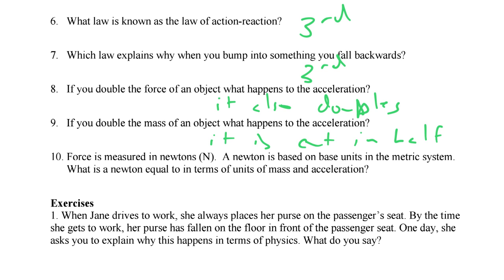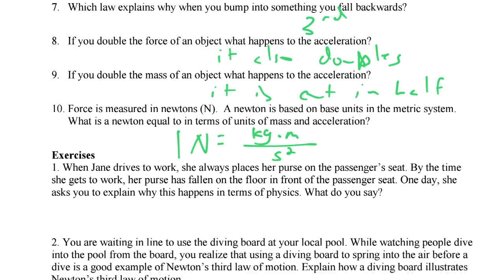All right, force is measured in newtons. A newton is based on basic units of the metric system. What is a newton equal to in terms of units of mass and acceleration? So 1 newton equals 1 kilogram times a meter over a second squared. So the unit for mass is kilograms, the unit for acceleration is meters per second squared. Put them together, you get kilogram meters per second squared. All right, on to the exercises.